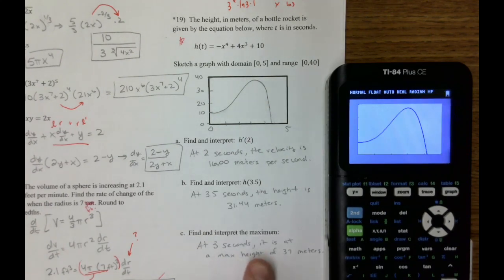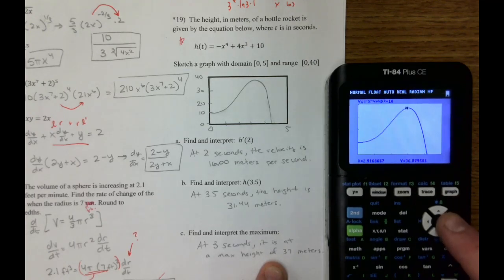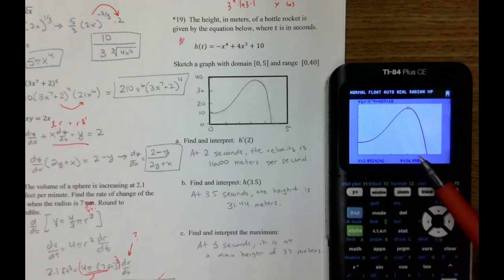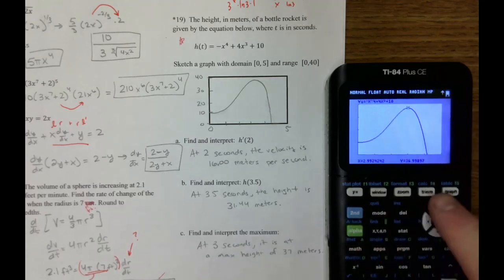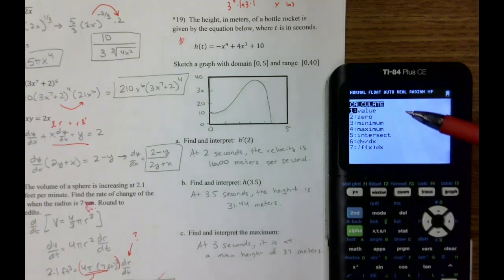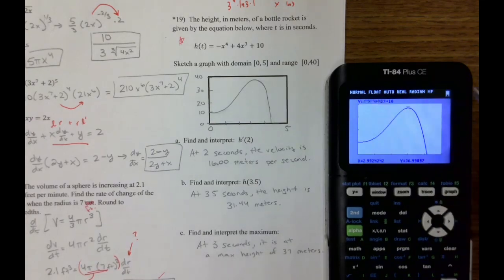If I want to get this highest point, I can just use the trace button, and we can just estimate. There's the highest point. It's at about 3 and 37. It will be enough on this test to just use a trace button. Now, there are some fancier buttons in the calc up here. If you know how to use those, you're welcome to. But for this test, using the trace button will be enough.